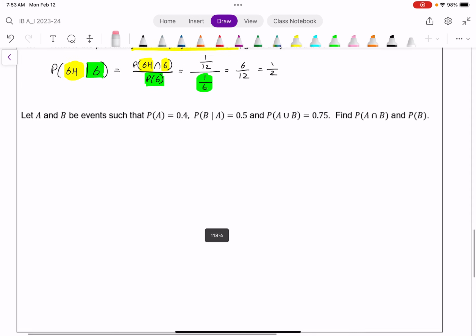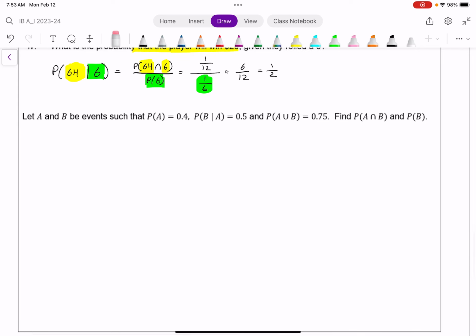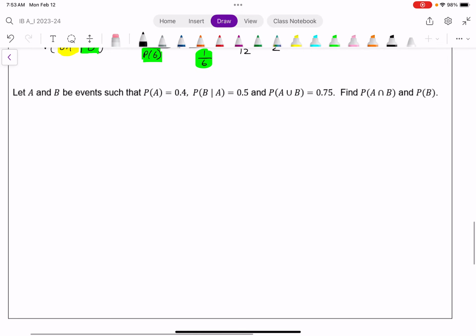All right, lastly, just for some nameless events, A and B, whatever they are. The probability of A is 0.4, the probability of B given A is 0.5, and the probability of the union of A and B is 0.75. So I want to find 2 things, the probability of A and B, the intersection, and just the probability of B. So a few ways of doing this. I want to do this a bit more numerically, although again, I could try to set up a Venn diagram.